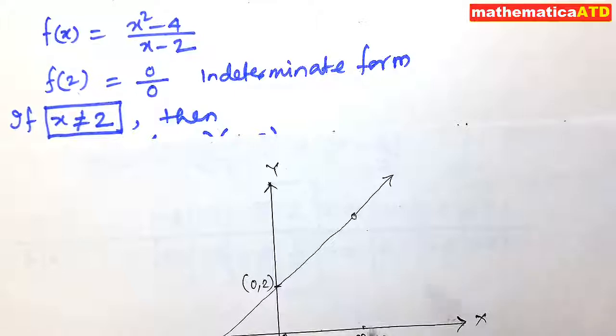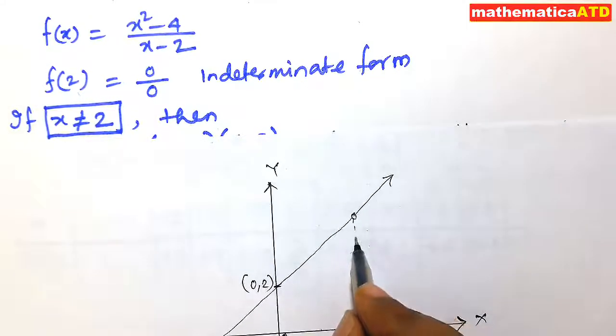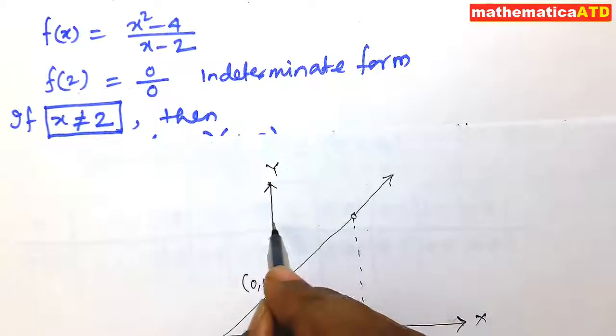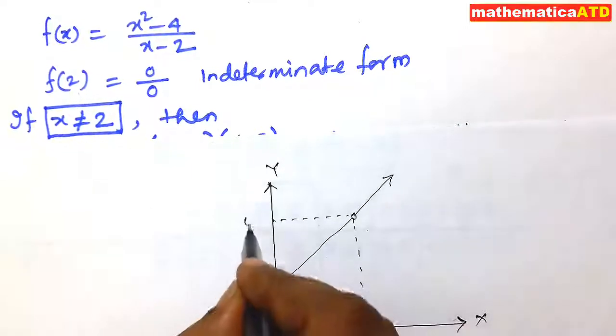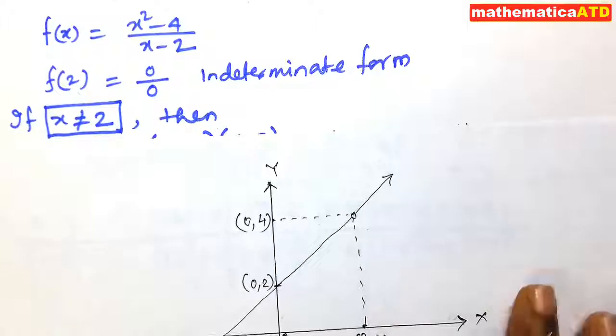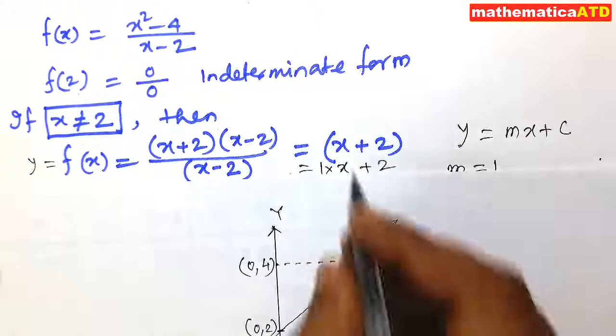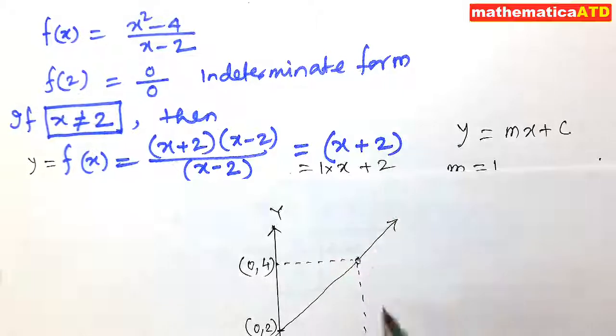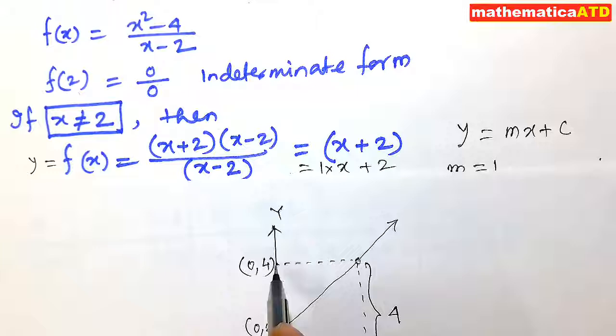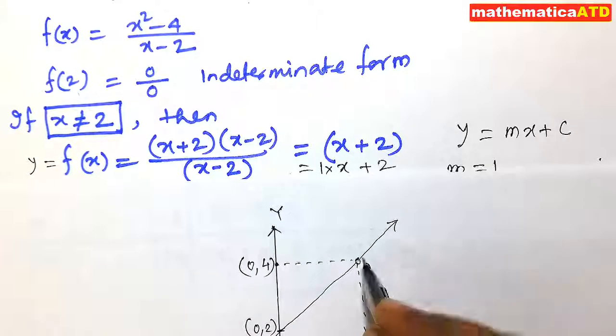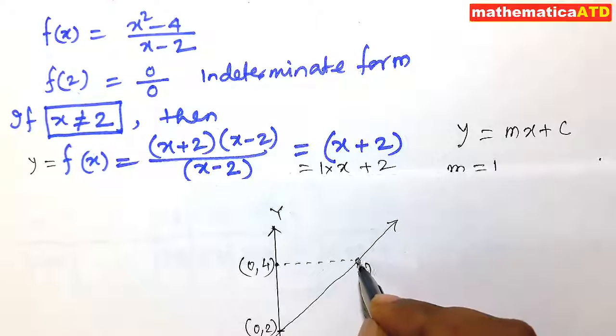So you see that at the point x is equal to 2, the height is here, obviously (2, 4). Why? You see that your curve is f(x) is equal to x + 2. So at x is equal to 2, this is 2 + 2 is equal to 4. So this height is equal to actually 4 units. That means this coordinate is (2, 4). But at this point x is equal to 2, we have put a bubble sign here. That means this cannot be determined.